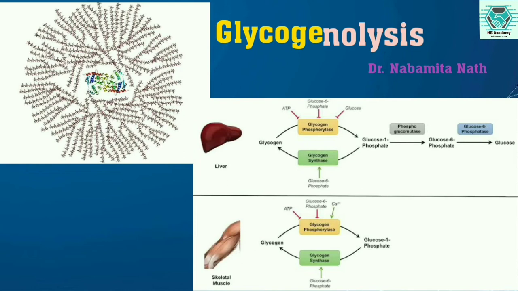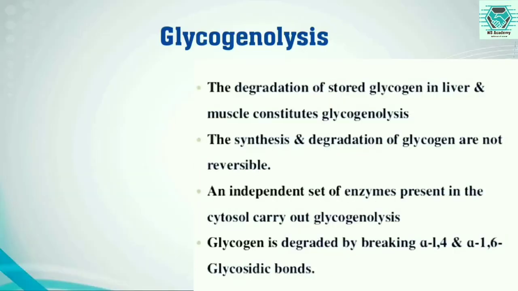Today's topic is glycogenolysis. I will discuss the process, the reaction steps and the significance of glycogenolysis. So here we start. The degradation of stored glycogen in liver and muscle constitutes glycogenolysis. The pathways for the synthesis and degradation of glycogen are not reversible.